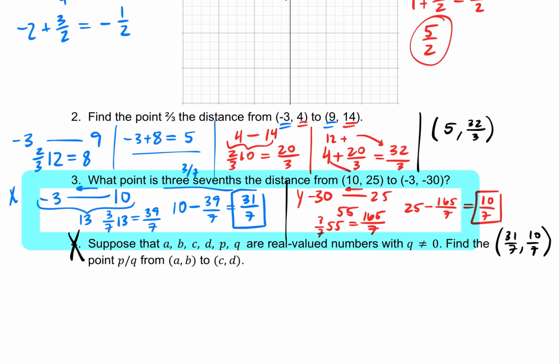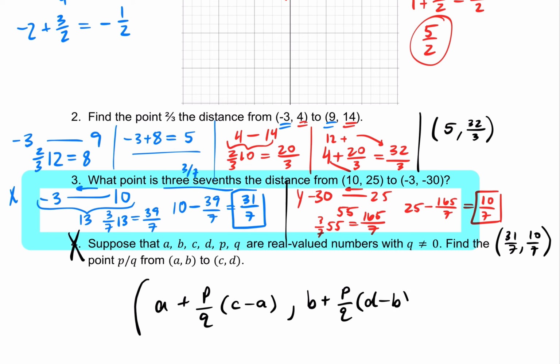But if you did want to work it out and try on your own, the solution will look like a plus p over q times c minus a, comma, b plus p over q times d minus b. So this is a point. Here's your x coordinate. Here's your y coordinate. That looks like that on both sides. So if that's the solution you get, good job.